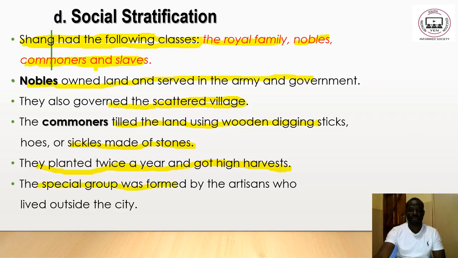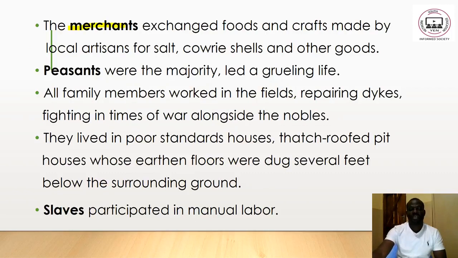So the special group was formed by the artisans, who lived outside the city. The artisans were doing different things. And also there were the merchants or the traders. These merchants exchanged food and crafts made by the local artisans that we have mentioned. They were exchanging those things for salt, cowrie shells, and other goods as well.